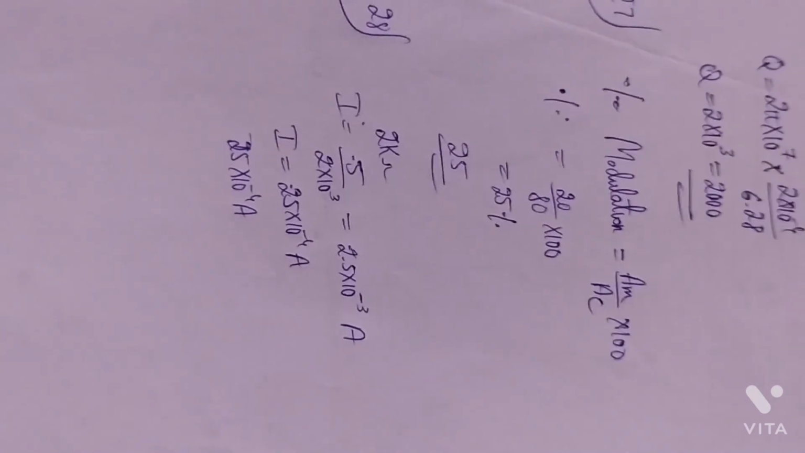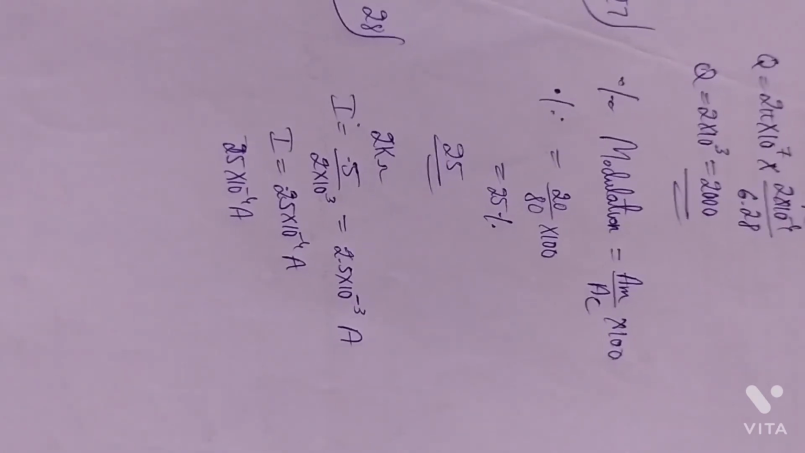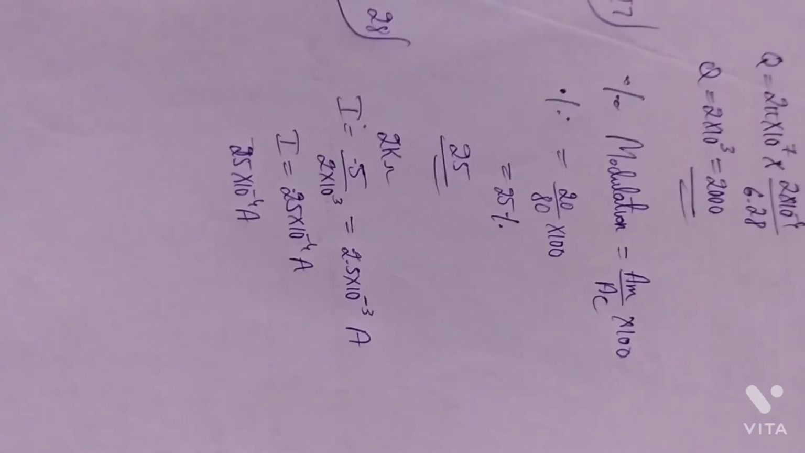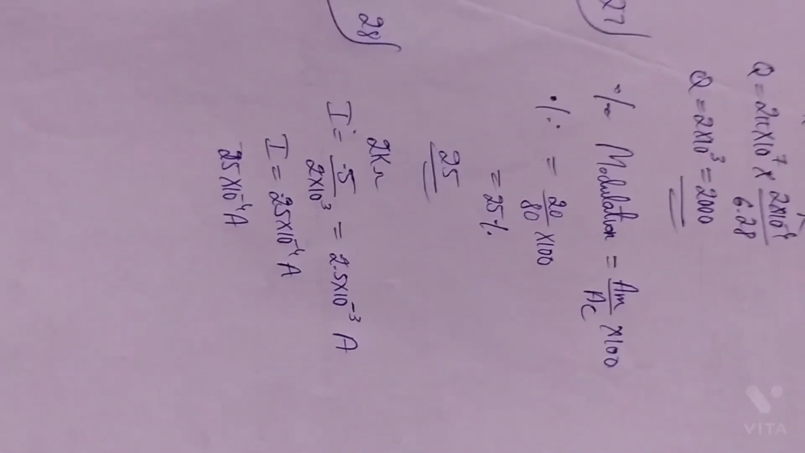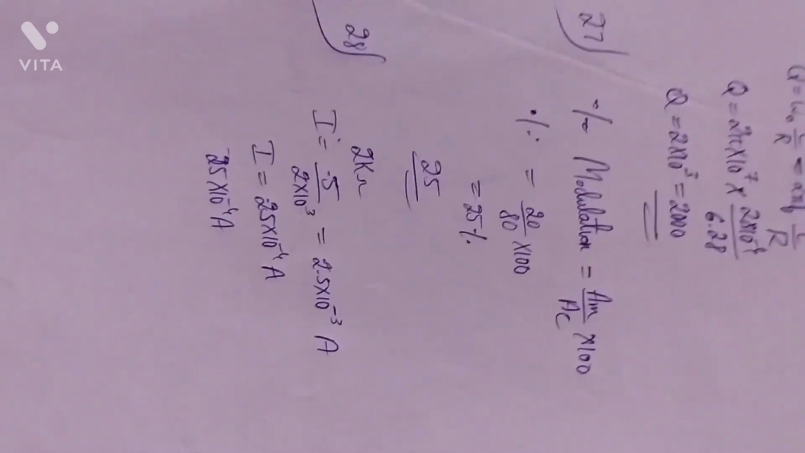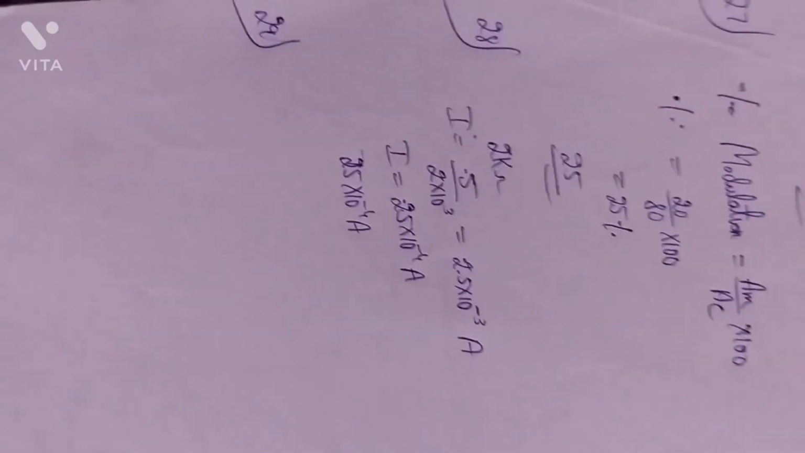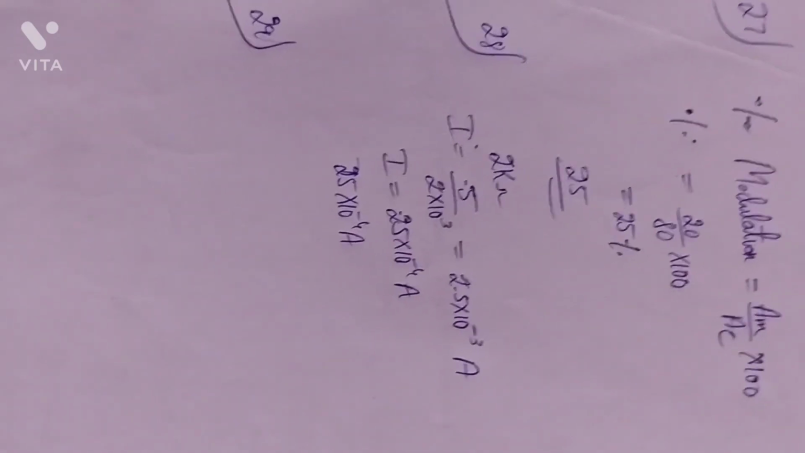So therefore the value of current flowing through 2 kilo ohms resistor is 25 into 10 to the power minus 4 ampere. So okay friends, next question is 29th numerical. So here is the 29th numerical, then we will solve it and find the answer for it.